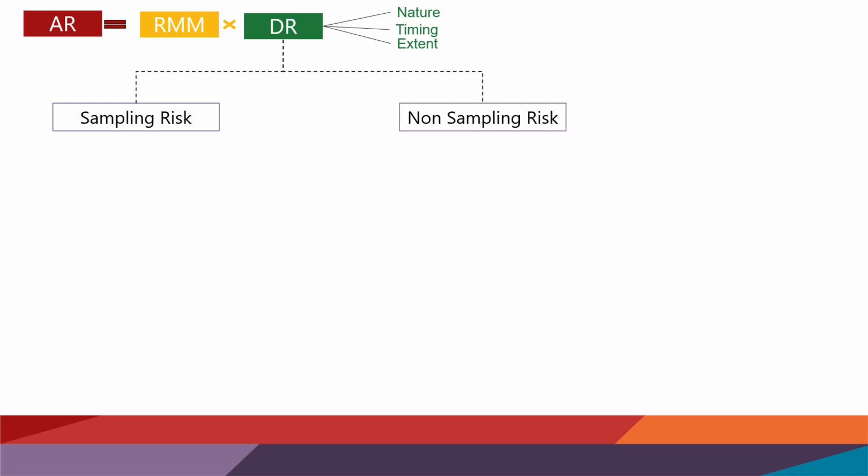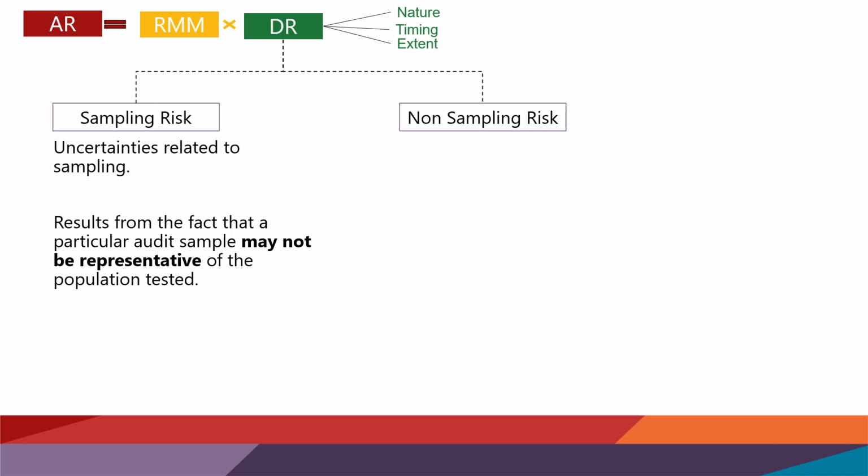At this point, let's draw out the fact that, if viewed from the context of audit sampling, detection risk is made up of both sampling risk and non-sampling risk. We already know that sampling risk is risk related to sampling, and it results from the fact that the sample may not be representative of the population tested.